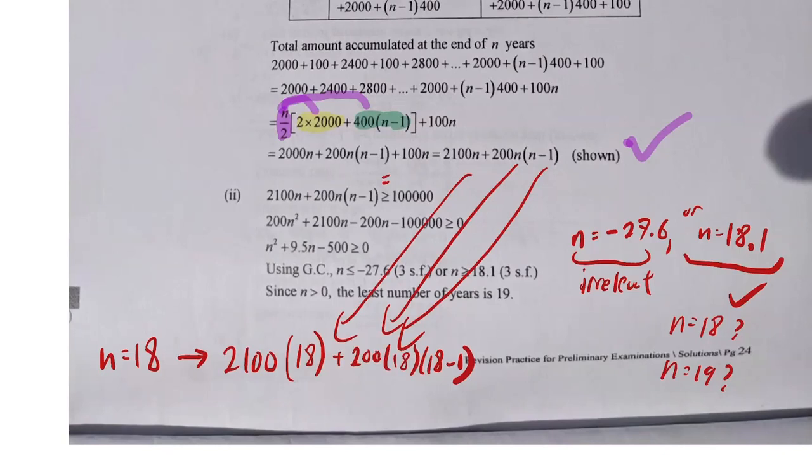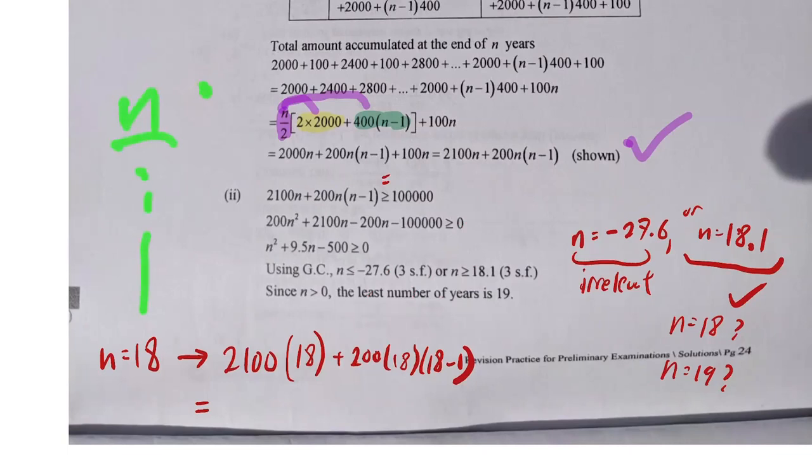I can use the GC table. Can use like the GC, like can plot the table. Actually, yes, you can. That's essentially what I'm doing, I'm just doing it manually. You can plot in the n values 1, 2, 3, 4, and then you key in the entire expression n squared plus 9.5n minus 500.